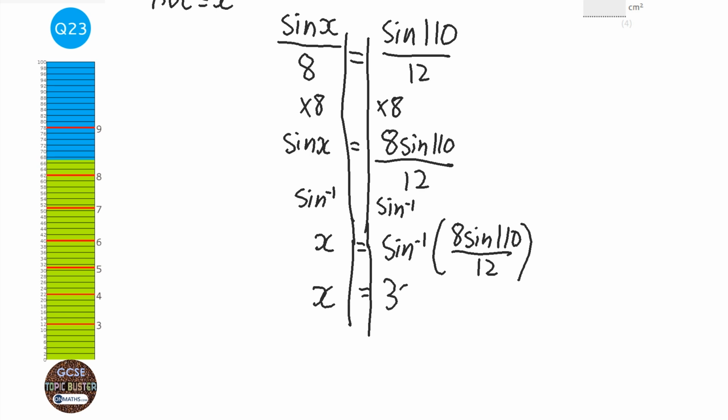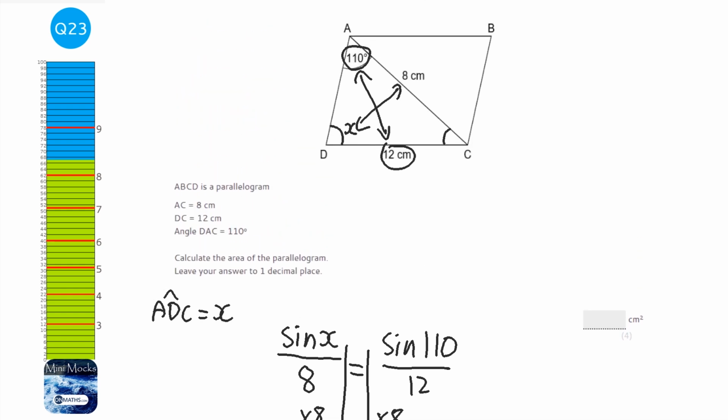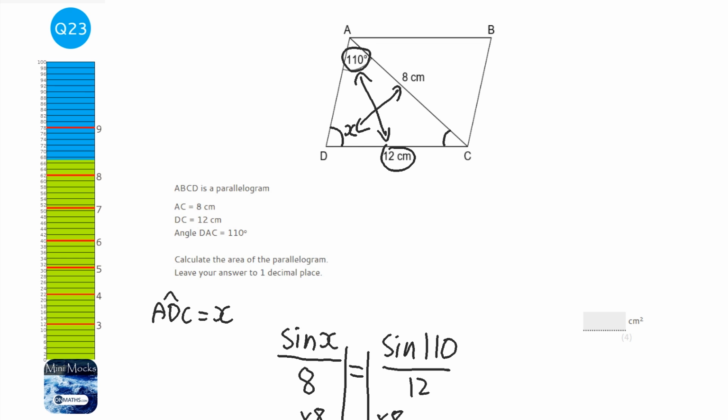So that tells me that x is 38.789 blah blah blah. Now I want to keep the accuracy if I can, so I'm going to keep that in my calculator, and then what I'm going to do is add that to the 110 to work out what this angle here is, and I'm going to call that y.